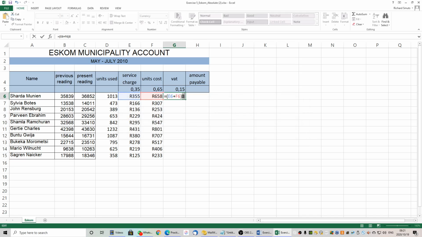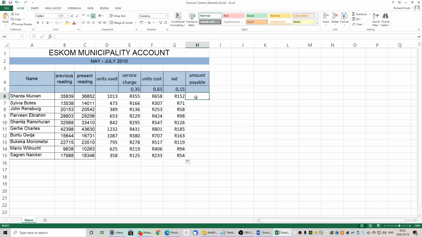My multiply sign did not work. Multiply by my VAT. There we go. And I have to press F4 because the VAT is in a single place and it is not moving. So if you look carefully at this equation, you will see I've simply asked it equals add up E6 and F6 first, and then multiply the two of them by our VAT, which is in G5, and then we made it $G$5 so that it does work. If you don't do that, it doesn't work. There we go. There is our VAT payable.